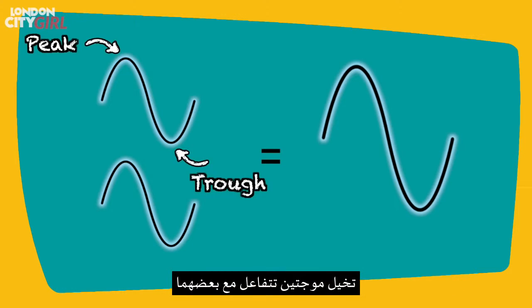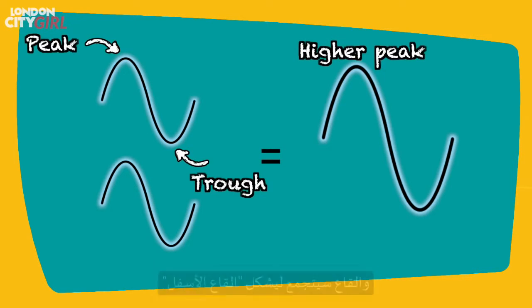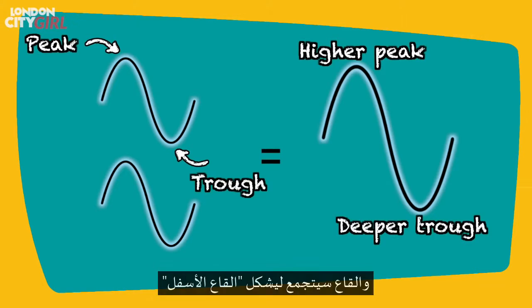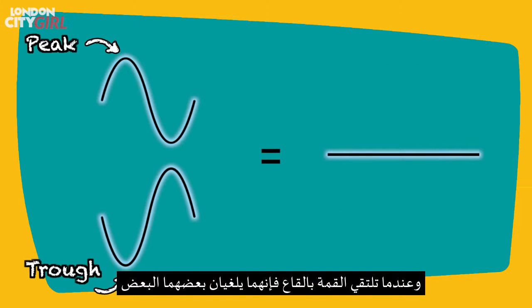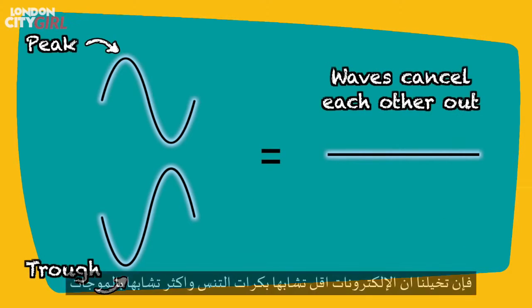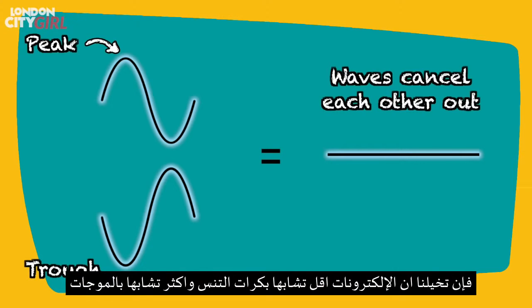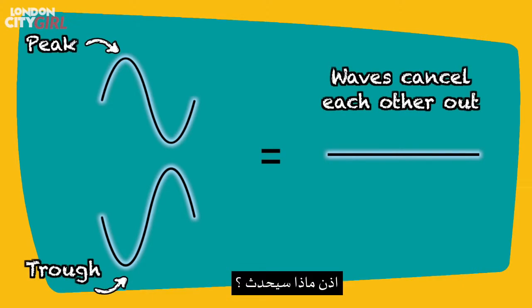Imagine we have two waves that interact. The peaks of the waves will combine to form a higher peak, and the troughs will combine to create a deeper trough, and when a peak and trough meet, they will cancel each other out. So if we imagine that our electrons are less tennis ball-like and more wave-like, then what happens?